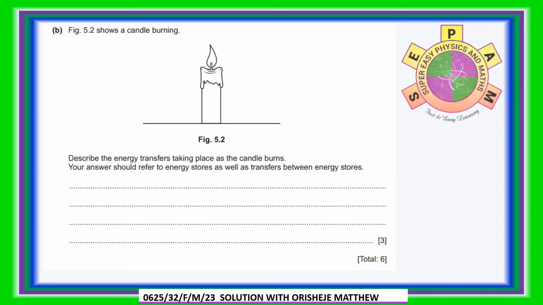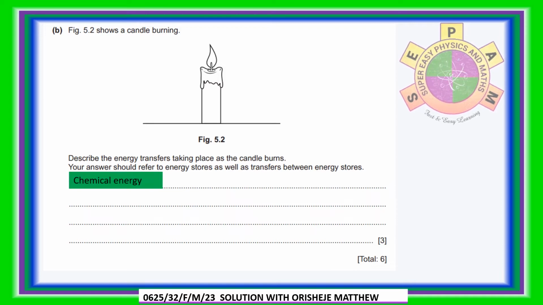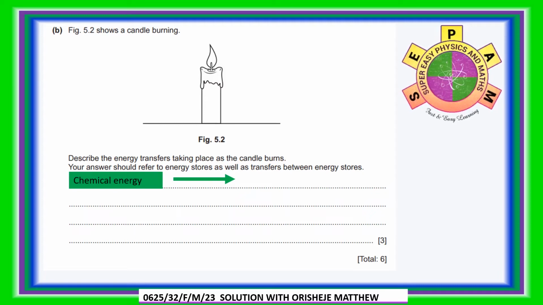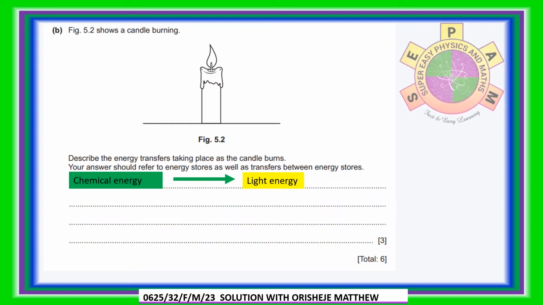5.2 shows a candle burning. Describe the energy transfer taking place as a candle burns. Your answer should refer to the energy stored as well as the energy transfer between the energy stores. So for example, inside the candle you have the store of chemical energy. Then when there is fire, there is burning, so it's converted to light energy. And then the more it burns, the candle becomes hot.